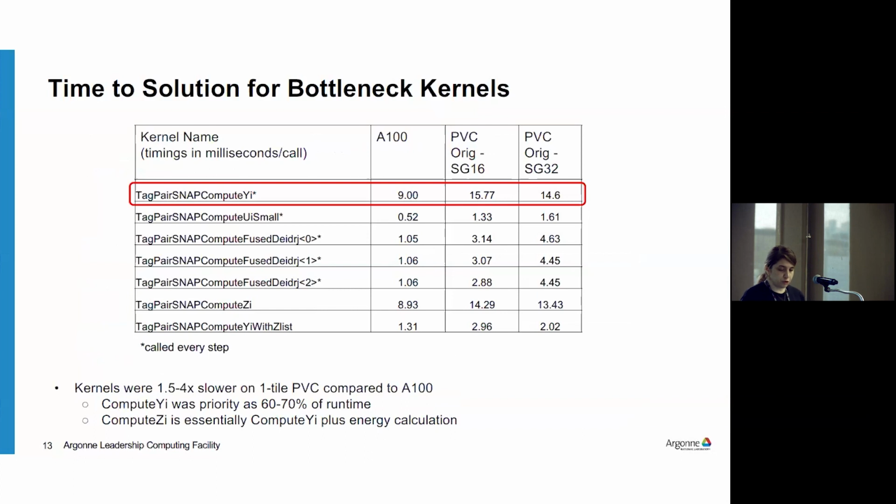And here I'm showing you step by step what happened. The kernels were like 1.5 to 4 times slower on one tile of PVC compared to one A100. Computing YI and then ZI, which is basically computing YI, meaning additional extra calculations, was the major bottleneck. So that's the one we started focusing on.